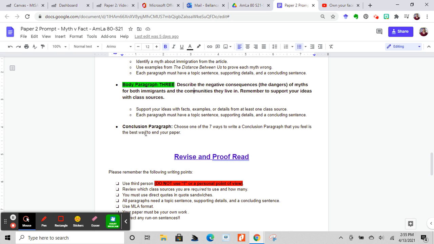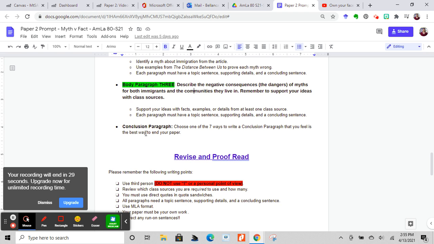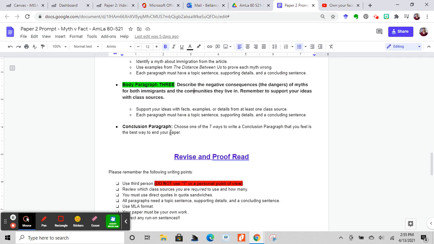All right. Then our last paragraph of the paper is a conclusion paragraph. Remember to choose one of the 7 ways that you have learned how to write a conclusion paragraph. Choose the best one that fits your paper and your writing. And your conclusion paragraph will come out really great and much better than it normally would if you really focus on choosing one of these 7 ways to write it.